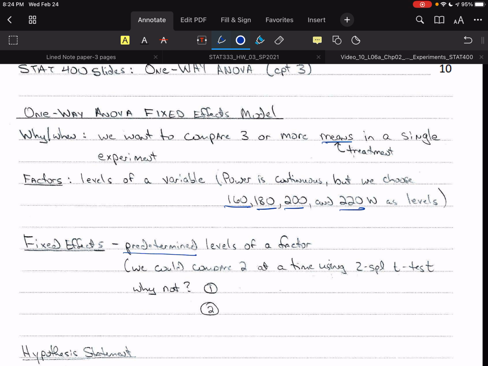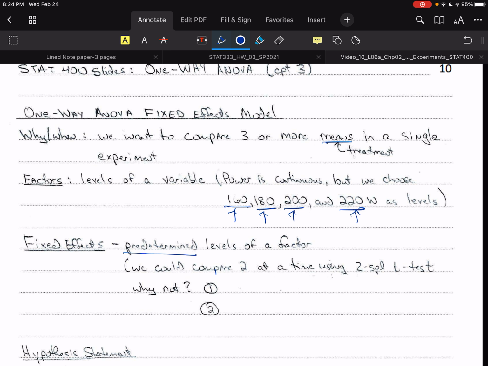In other words, we're going to say, this is the value of power I want. I want to test these 4 values of power. I'm not going to choose them randomly. That's the key. I'm predetermining, presetting these levels.